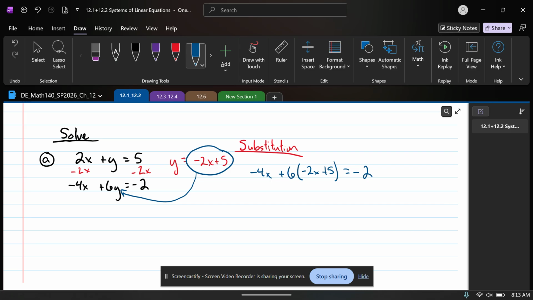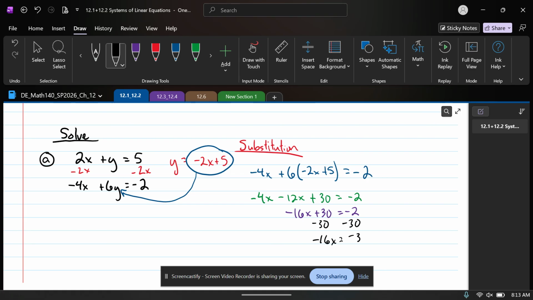Now I've got an equation that only has x's in it, so that allows me to solve it for x. I'm just going to distribute. So I've got negative 4x minus 12x plus 30 is equal to negative 2. Putting those x's together, that's negative 16x plus 30 equals negative 2. Then subtract 30: negative 16x equals negative 32. That's going to work out nice because then x ends up being positive 2.